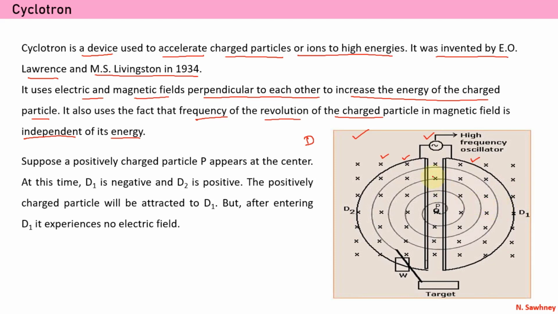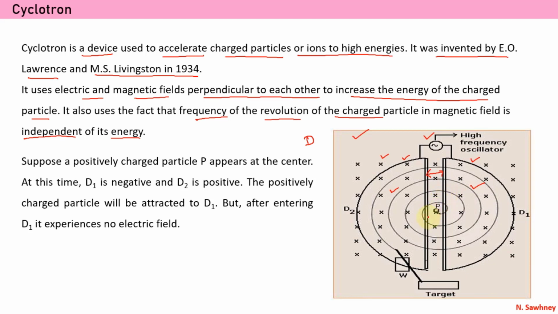When the particle is in between these gaps, that is between the two metal semicircular discs in the gap, then the particle is acted on by electric field, and when the particle is inside these metal containers, they are shielded and hence only magnetic field acts on them.